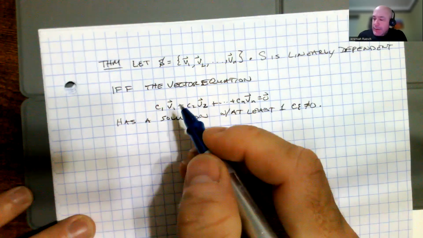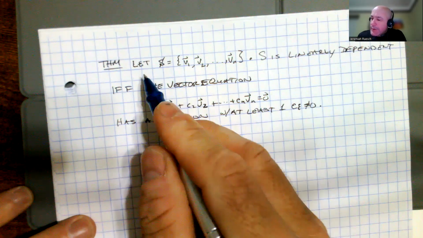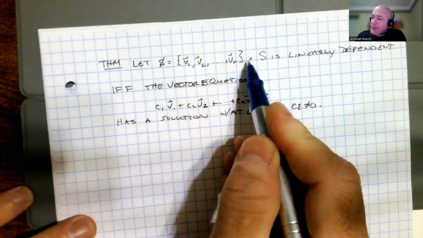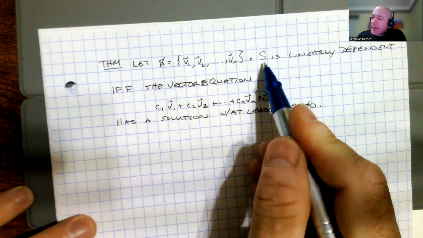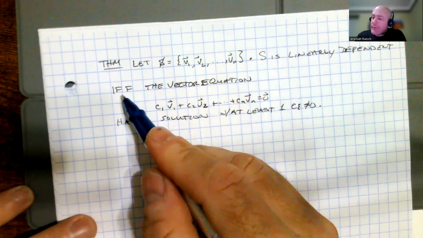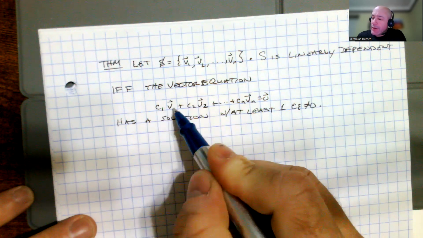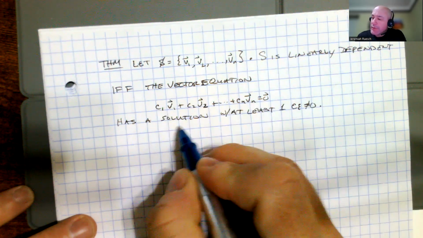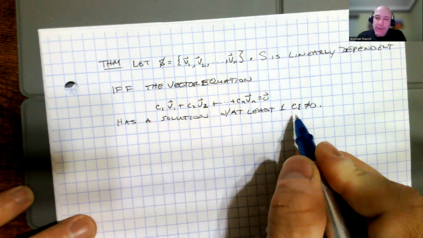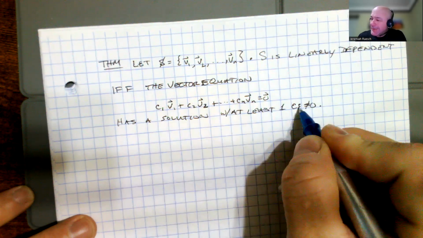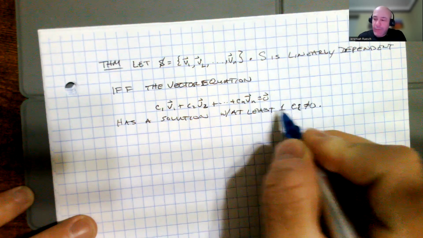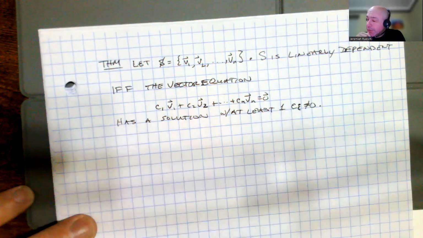In this problem, we have the theorem that S is equal to the set of vectors v1 through vn, and S is linearly dependent if and only if the vector equation c1 v1 through cn vn, this linear combination equal to 0, has a solution with at least one of the ci not equal to 0. In other words, there's at least one non-zero coefficient for this linear combination.